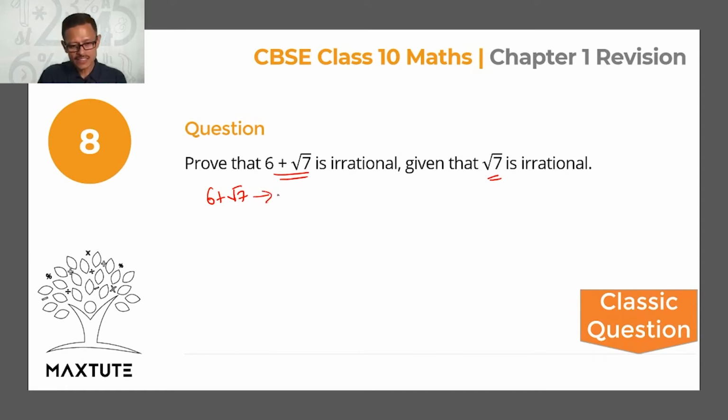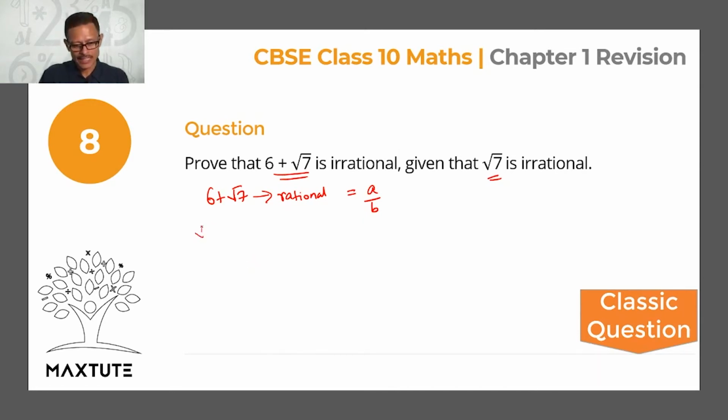We have said in the first part that P by Q is not a form in which an irrational number can be written. A rational number is something that can be written in the form P by Q. So we'll write it as A by B. We are asked to prove it is irrational, so we are assuming the contrary. If 6 plus root 7 is rational, it can be expressed as A by B, where A and B are co-prime integers and B is not equal to 0.